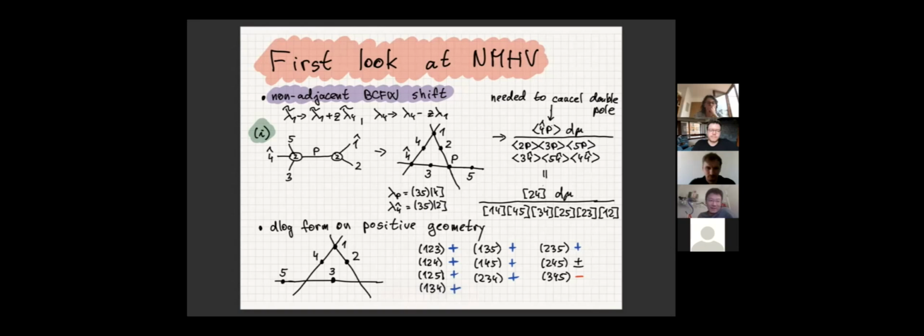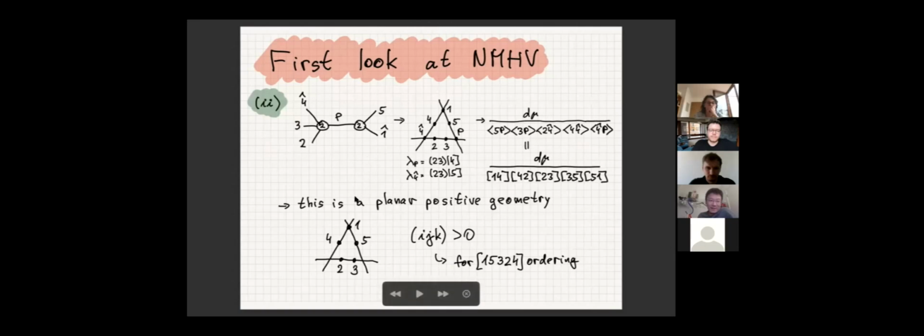And there is one more. So in the planar case or in the adjacent shift, there was only 1, but now we have 2. And the other one, if we do the same game, actually corresponds to this positive geometry, which is now planar. So it is now actually planar, but it has a different ordering. And you can start to see a pattern which was already there in the planar case, but wasn't that visible because of the cyclic ordering.